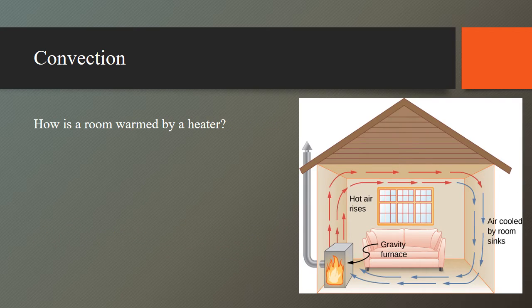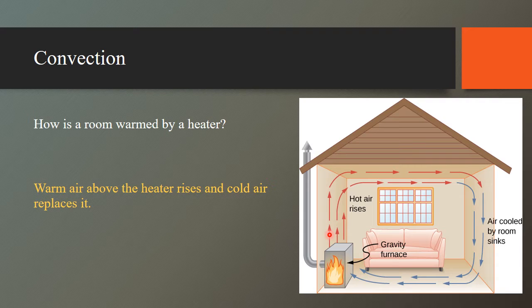How is a room warmed by a heater? The answer is in the process of convection. See, when the heater is turned on, the air around it becomes hot. Hot air is less dense as compared to the cold air. That is why hot air rises up and the cold air sinks down. This process continues until all the air inside the room becomes hot.